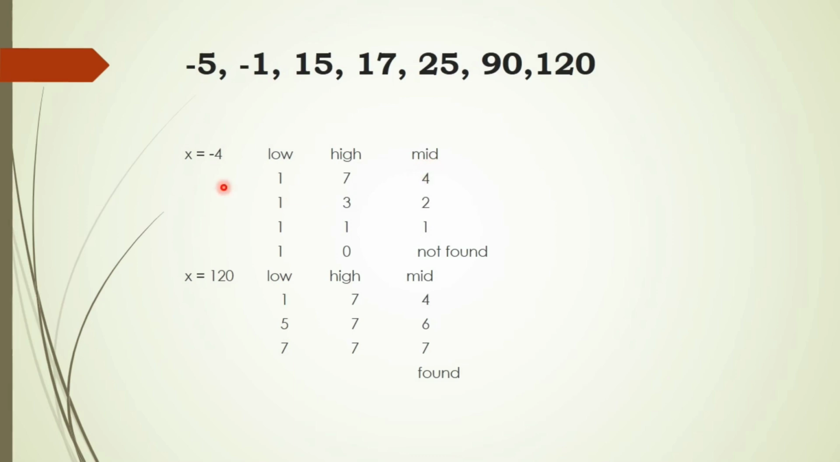So first mid is calculated as 1 plus 7 divided by 2, that is 4. Now what is the element at index 4? 1, 2, 3, 4. So 17 is the element which is present at index 4. So we compare the element x, that is minus 4, with 17. Is minus 4 equal to 17? No. It is lesser than 17.